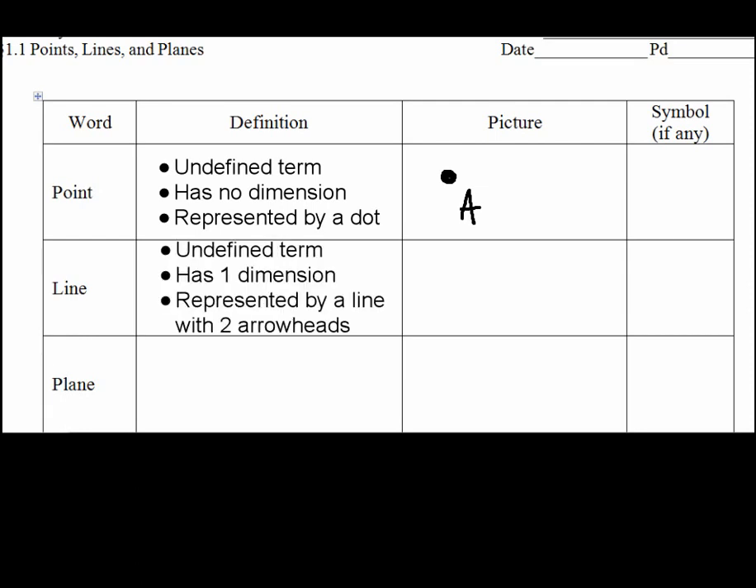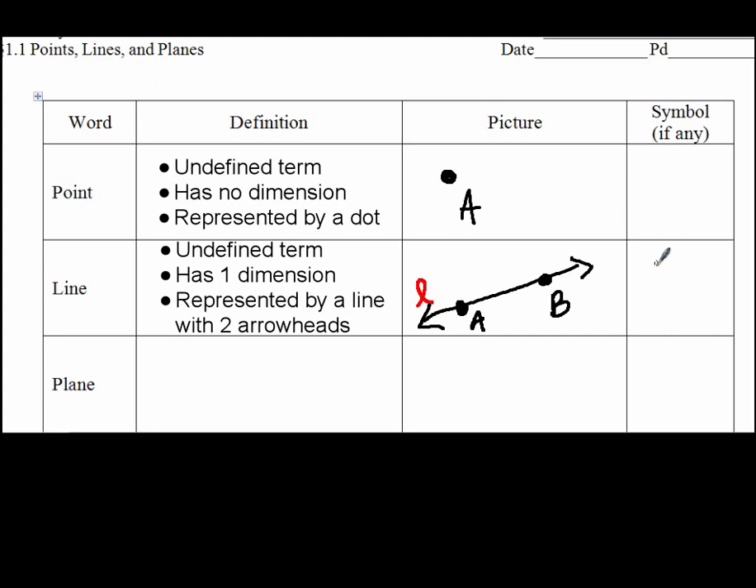Now the next term we're going to talk about is the line. The line is one of our other undefined terms, but this particular thing only has one dimension, and it's represented by a line with two arrowheads, and that's kind of self-explanatory. So there's a line, we've got two arrowheads, and we could put any two letters that we want to make our picture, and we're just going to call this point A and this point B. Sometimes on one end or the other you might see a small lowercase letter. If you see a lowercase letter, you could call that line L, or you could call that line AB, or you could even call it line BA.